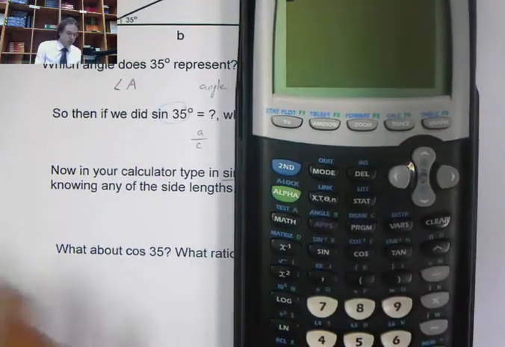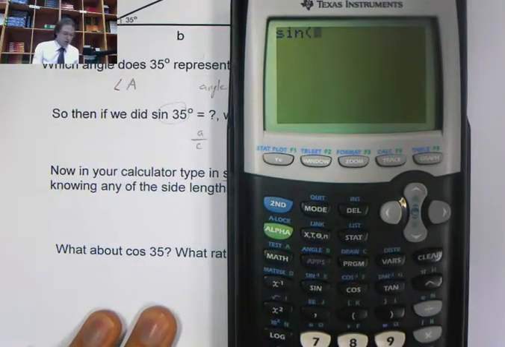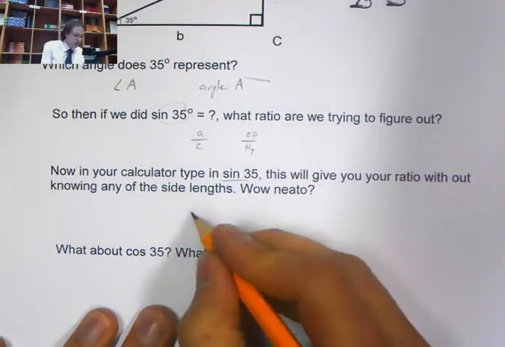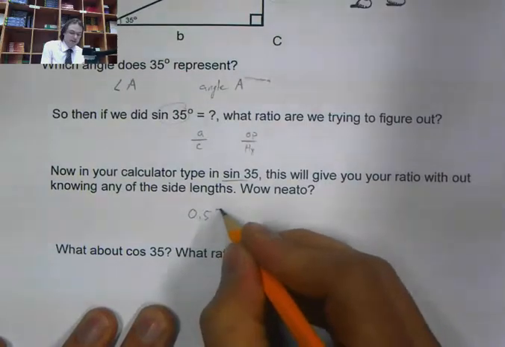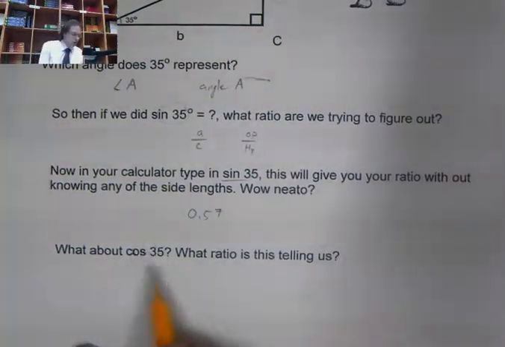So let's take a look at this now. We just have to put in sine, which is right there, and then we're going to punch 35 and enter. I get 0.57. That's my ratio. So my ratio is 0.57, and that's it.